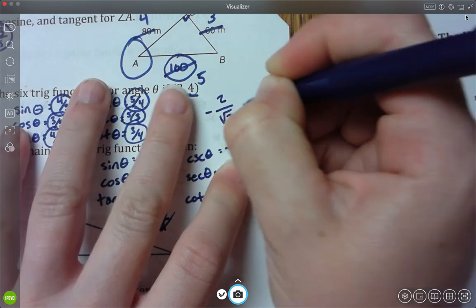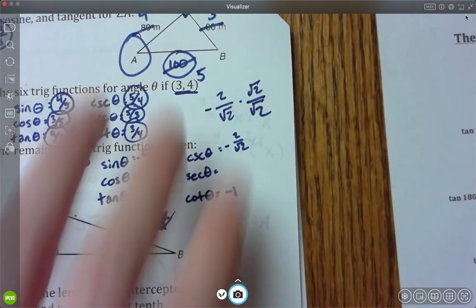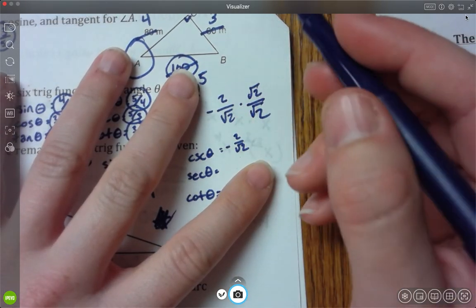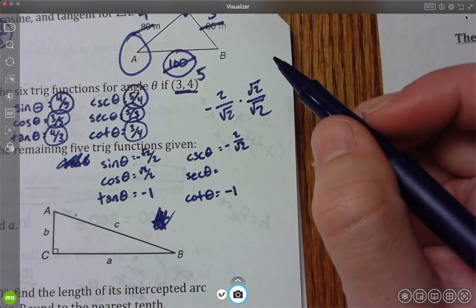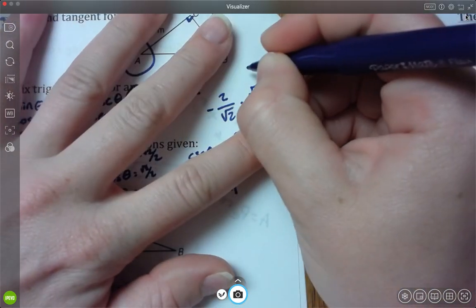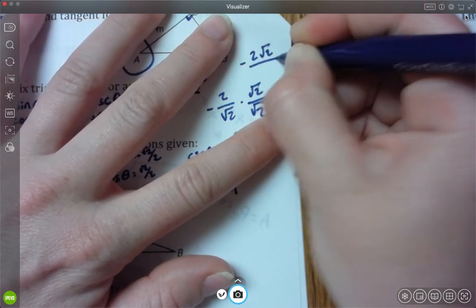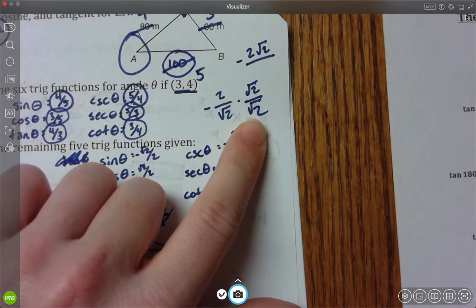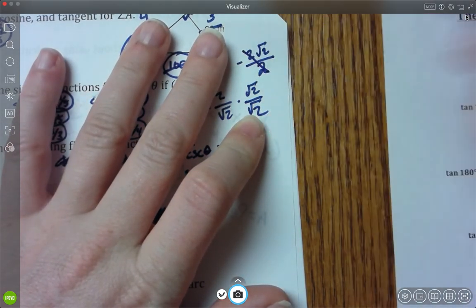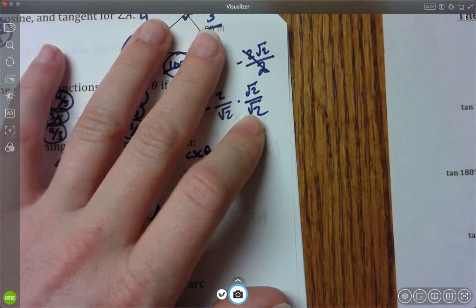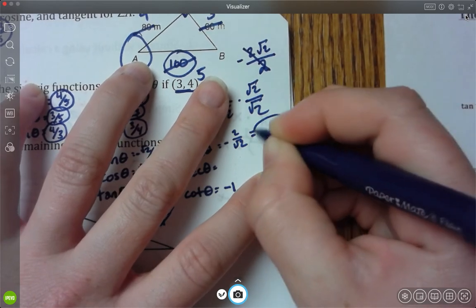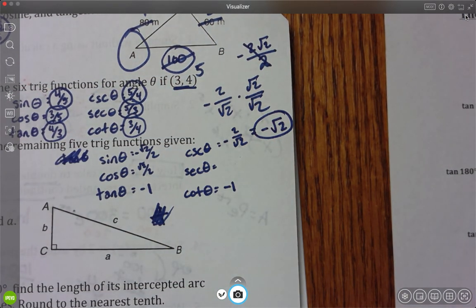If I rationalize that, I'm going to multiply by the square root of 2 over the square root of 2. What he will end up looking like is -2 square roots of 2 all over the square root of 2 times the square root of 2, which is the square root of 4, or just 2, which means that these 2 will cancel out. Oh my gosh, that was a lot. So cosecant is just going to be negative square root of 2. After I flip him and rationalize him, that's what he will look like.